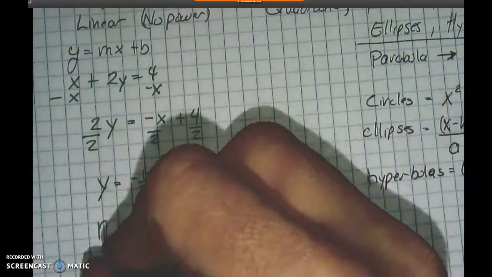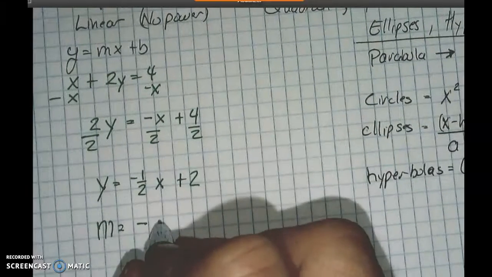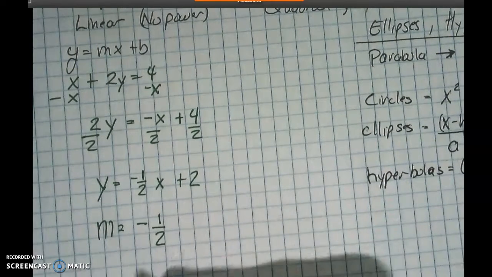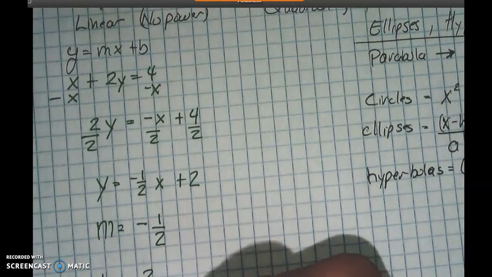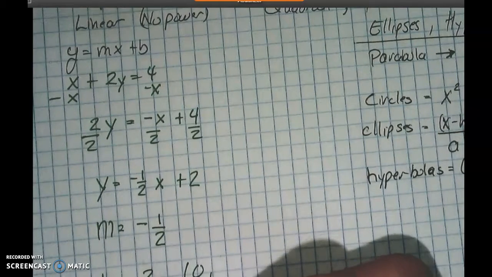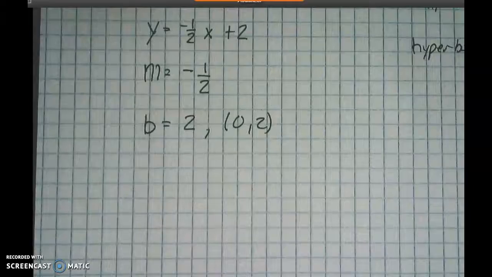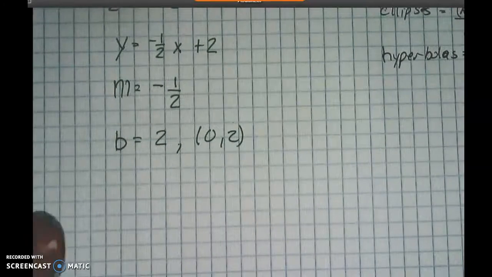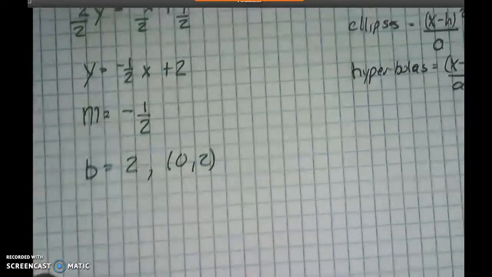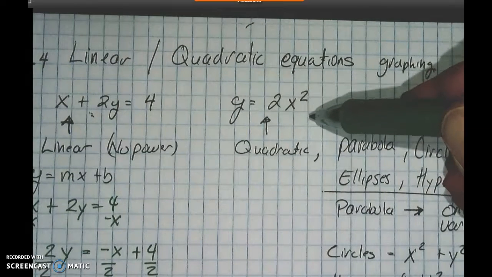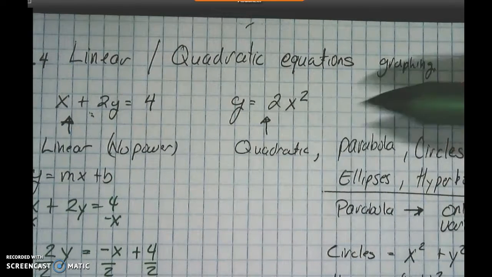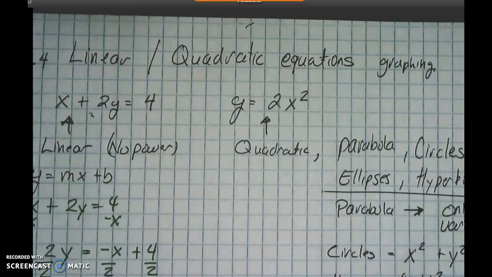So what is my slope? Okay, perfect. And then what is my b? And what does that represent? Y-intercept, so I can write it as 0, 2, correct? Okay. So then what kind of quadratic is this one? Is it a parabola, circle, ellipse, or a hyperbola? It's a parabola. How do we know it's a parabola? Only one variable is squared.